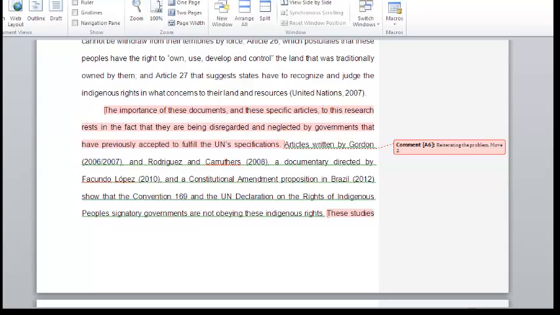The next paragraph, the importance of these documents and these specific articles to this research rests in the fact that they are being disregarded and neglected by governments that have previously accepted to fulfill the UN specifications. So we're going to get a little bit more specific to focus on these documents. She's reiterating the problem. She's discussing the problem again. This is starting to get into move two, is we're going to start to say, what's the problem?